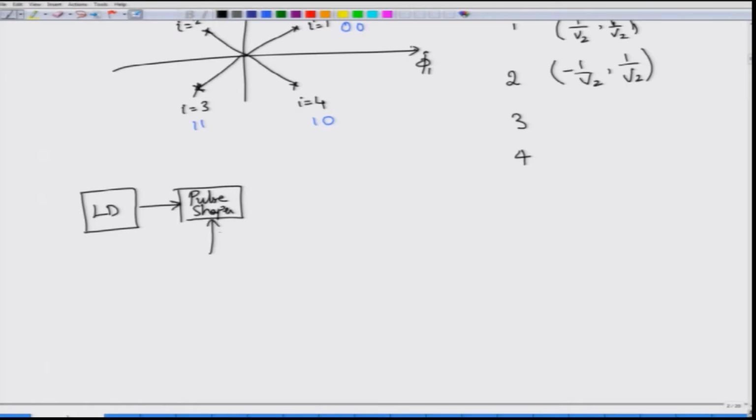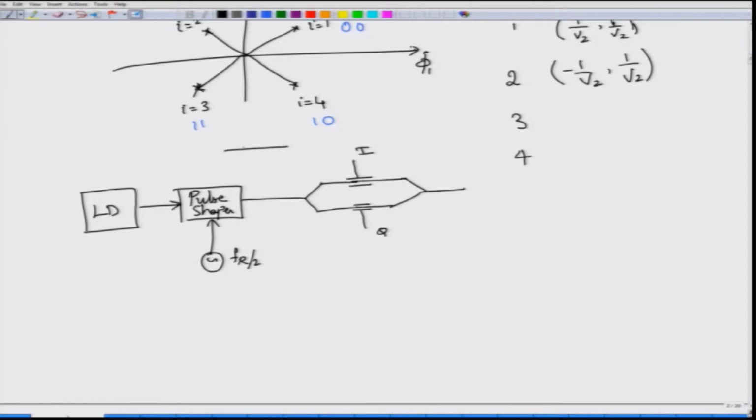To the pulse shaper, we can give an RF signal running at R by 2, which is the data rate by 2, and choosing the appropriate amplitude and the biasing condition. Then you have your IQ modulator, which consists of 2 inputs, I and Q. This is your IQ modulator that we discussed.